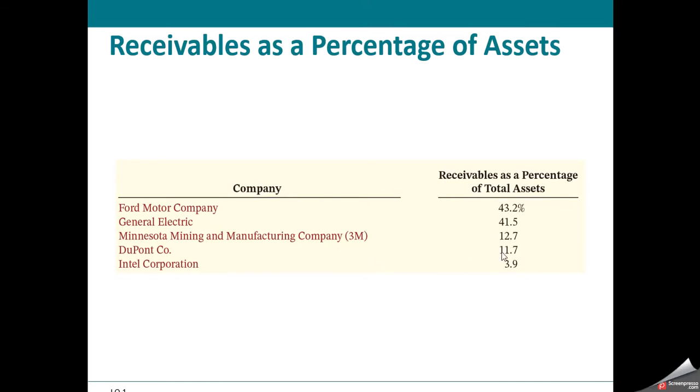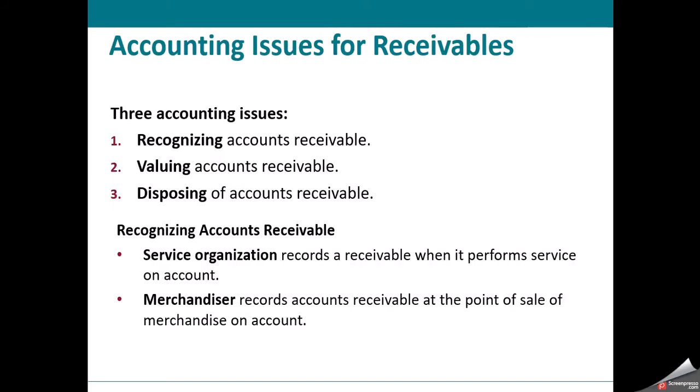Then you can see they start to decrease down. Some of these companies maybe just sell to consumers. If you just sell to consumers, consumers primarily pay you with credit cards or cash or check, so you really do not have receivables. So the issues that we'll talk about in this chapter are recognizing them and valuing them. And then hopefully when we dispose of them, it's by the customer paying us. That's the most common way, but we will talk about bad debt because sometimes customers don't pay us.